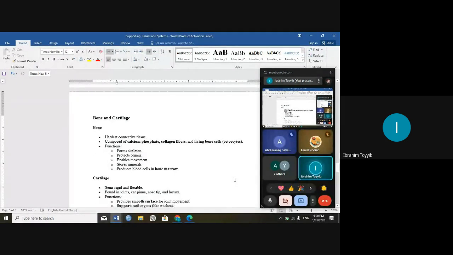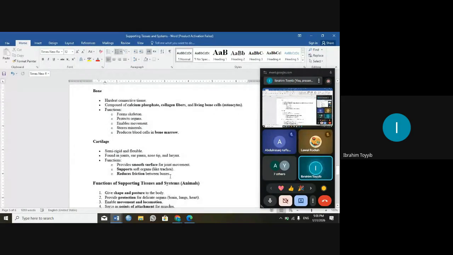So now bone and cartilage. The bone is the hardest connective tissue. It's composed of calcium carbonate, collagen fibers, and living cells called osteocytes. So you know this, that the blood cells are produced in the bone marrow and the cartilage.